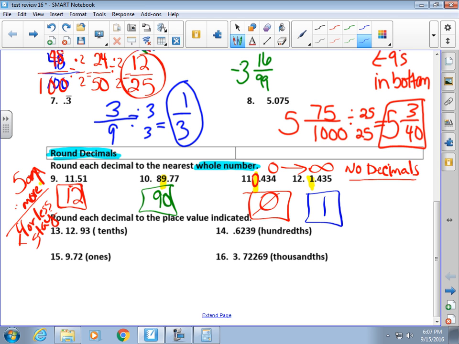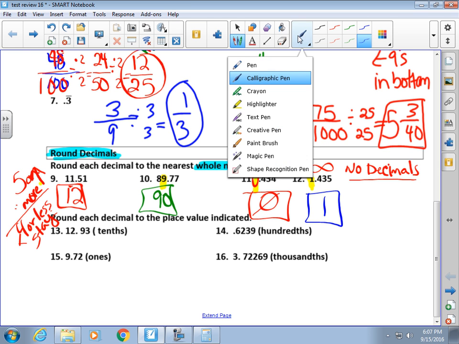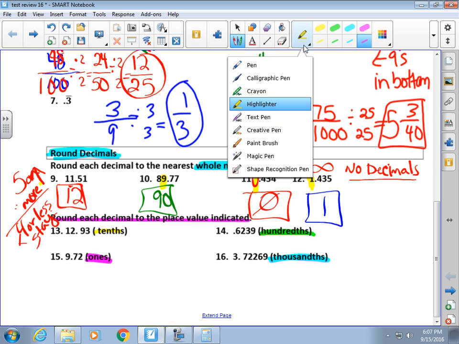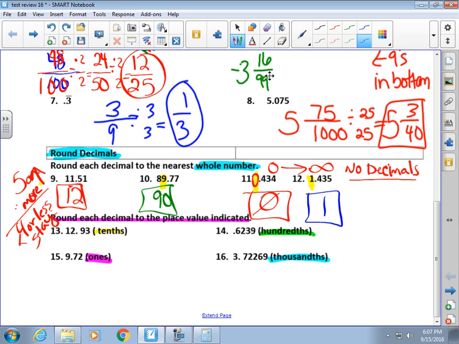Now, the next part says round each decimal to the place value indicated. So I have to pay attention. This one says tenths. This one says hundredths. This one says thousandths. And this one says ones. So they're all different. Let's see what we get.